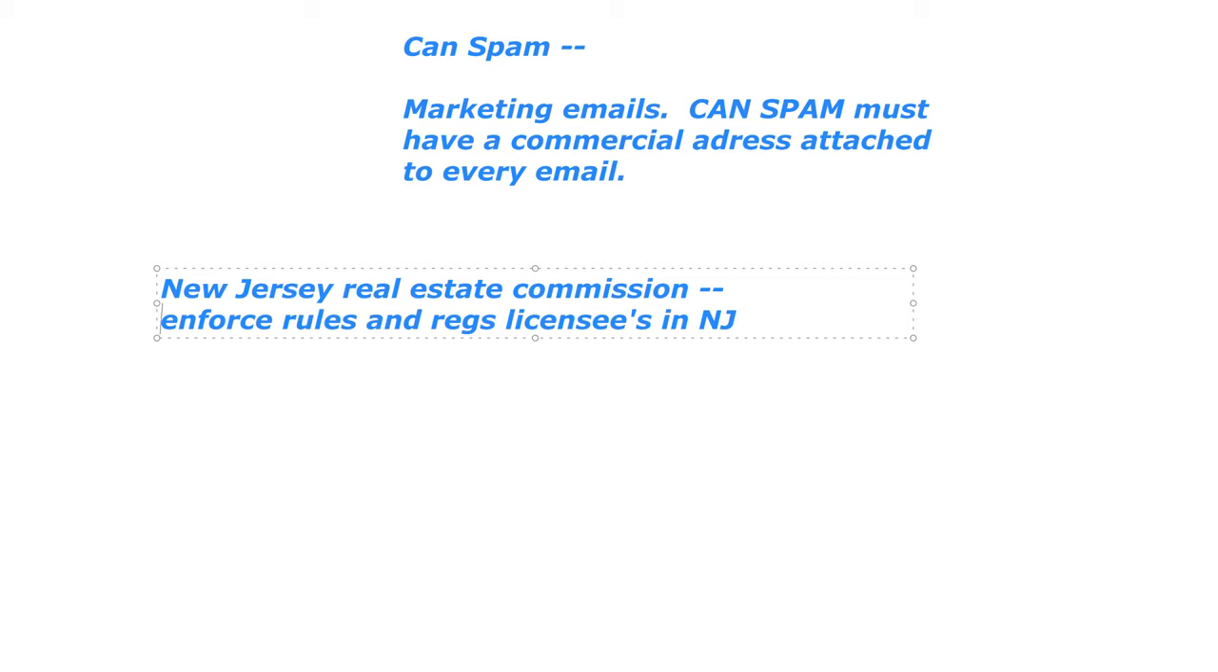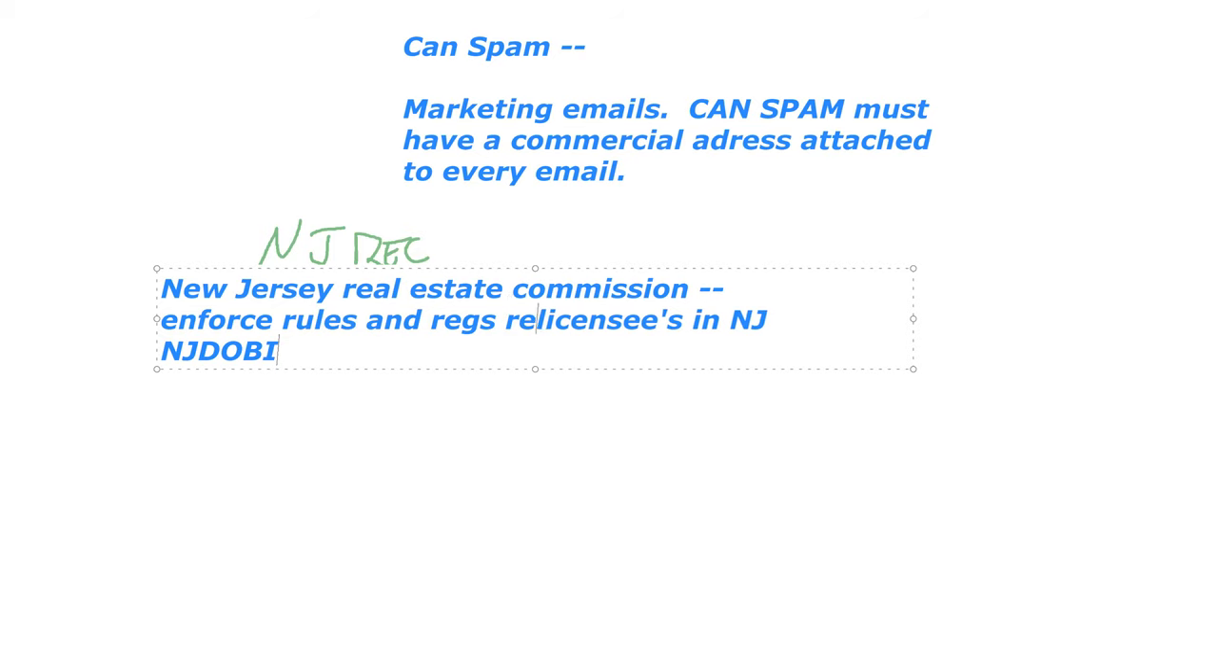Now here's what they are. They are a branch of the New Jersey Department of Banking and Insurance. They'll usually abbreviate, so don't be shocked if you see the New Jersey Real Estate Commission abbreviated NJREC. Understand that that is the New Jersey Real Estate Commission. The test writers love abbreviating. They want to know if you saw this in real life, which you would probably see as NJDOBI, NJREC. And they enforce rules and regs for real estate licensees in New Jersey.